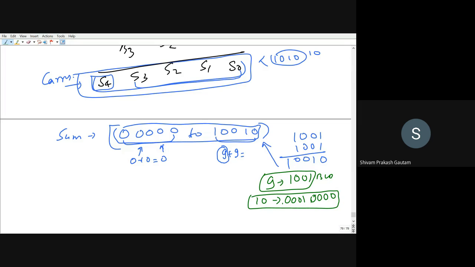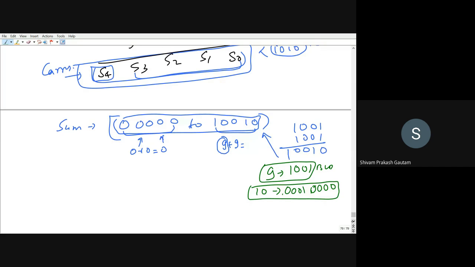This range is clear? Sir, can you explain again? Which thing should I explain?